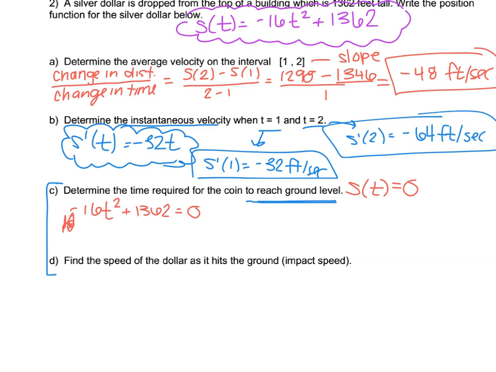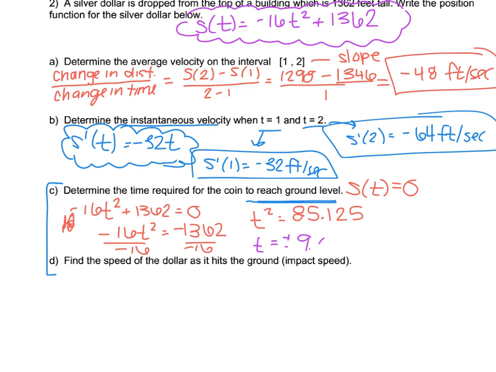Negative 16t squared plus 1362. All right, negative 16t squared. So first we subtract 1362 from both sides. Then we can divide by negative 16. And we have t squared equals 85.125. When we take the square root of that to solve and get the time, you get two answers, the positive or negative root of that, which is 9.22. The positive one is the only one that makes sense, so positive 9.22.